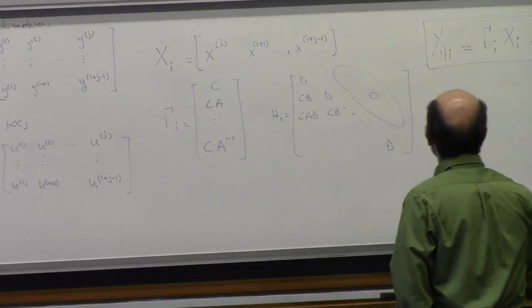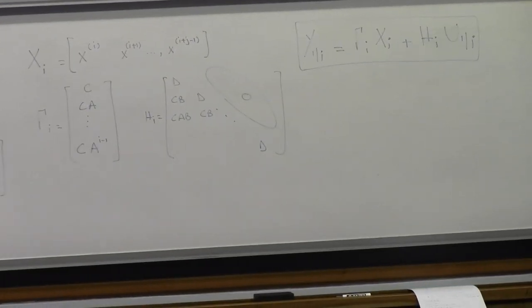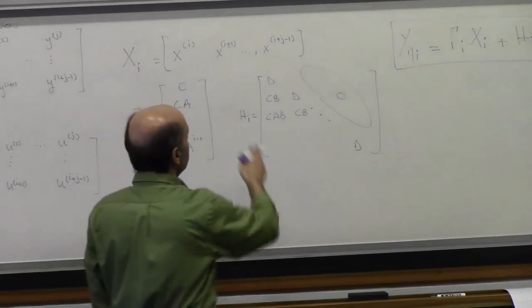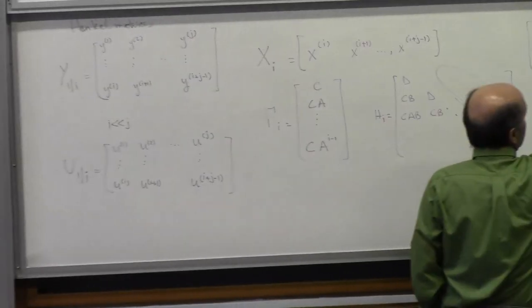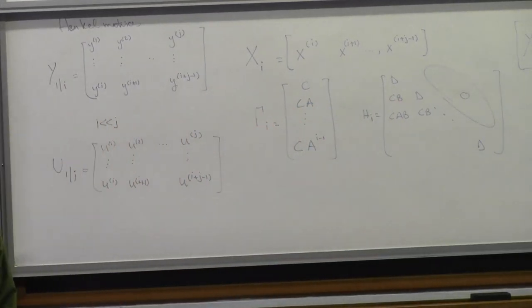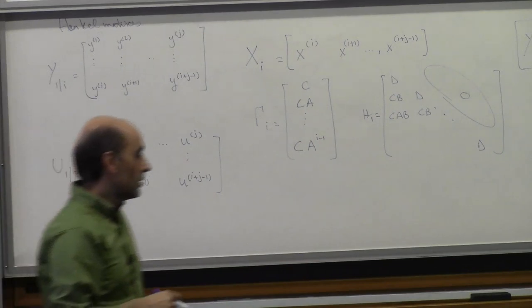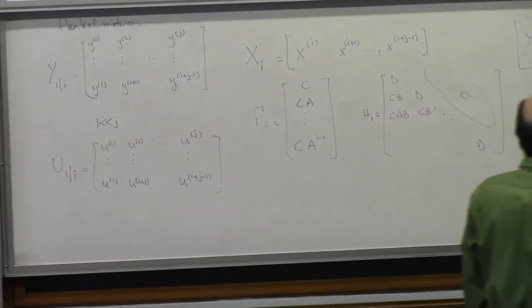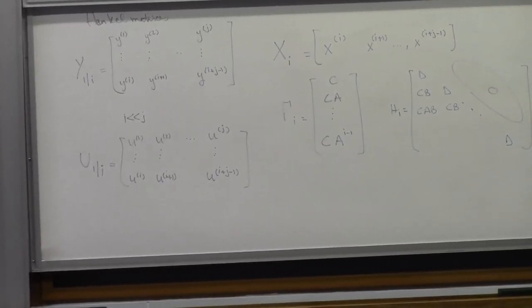So all I've done is taken our state equation and measurement equation and just written it in a way that I have more than one observation. I have the current observation, the previous observation, the previous observation. I've just written it in terms of the hidden states X and the inputs U. All right, so this is my new observation equation.